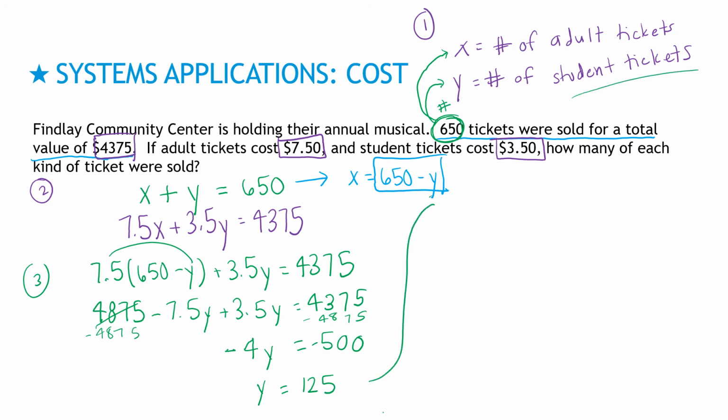I'm then going to continue step 3 to solve for my other variable. I'm going to take x equals 650 minus y, and instead of y, I'm plugging in 125. So 650 minus 125 is equal to 525. So what is my solution? Again, step 4, I'm going to write a sentence, and my sentence would say, Findlay Community Center sold 525 adult tickets and 125 student tickets.